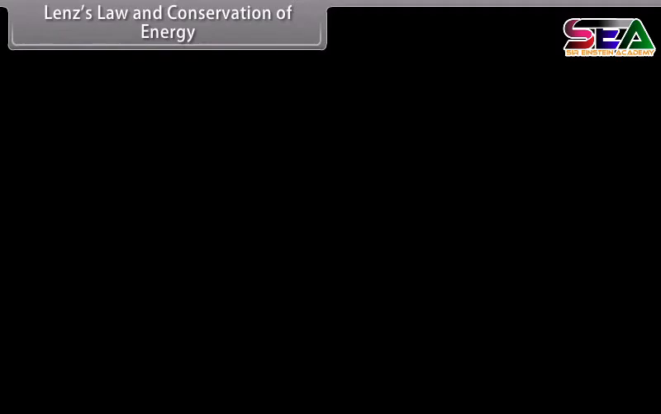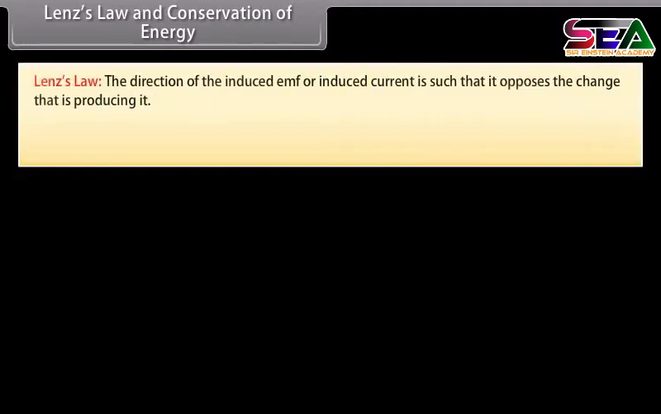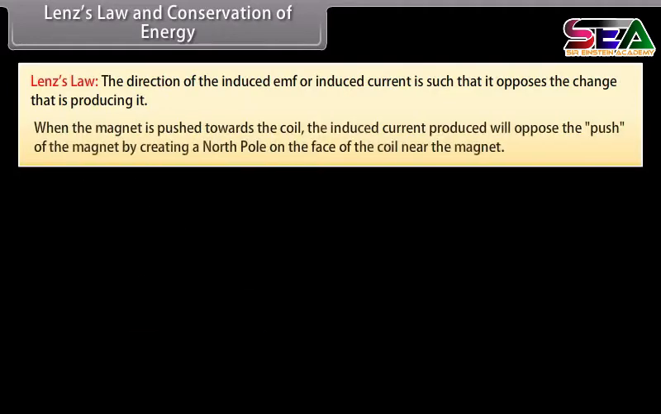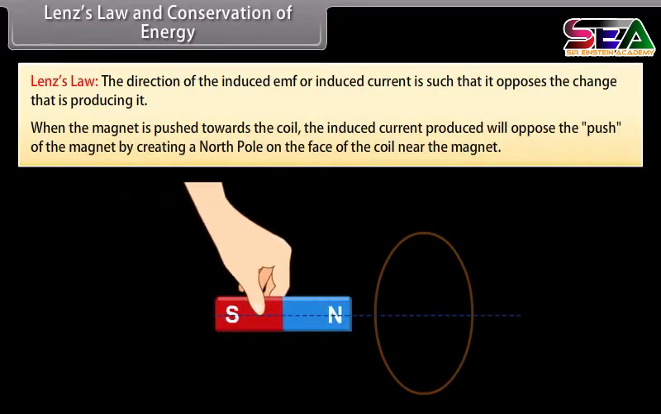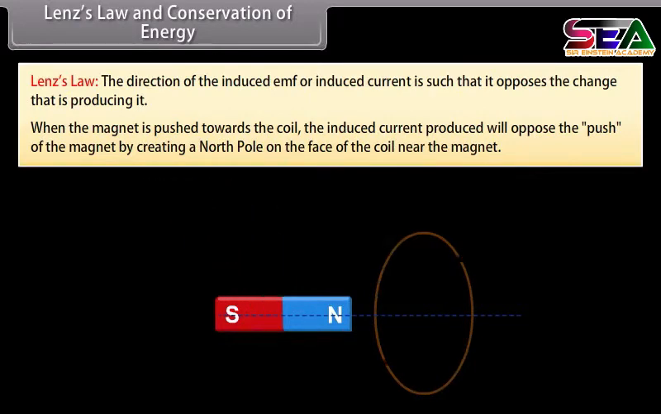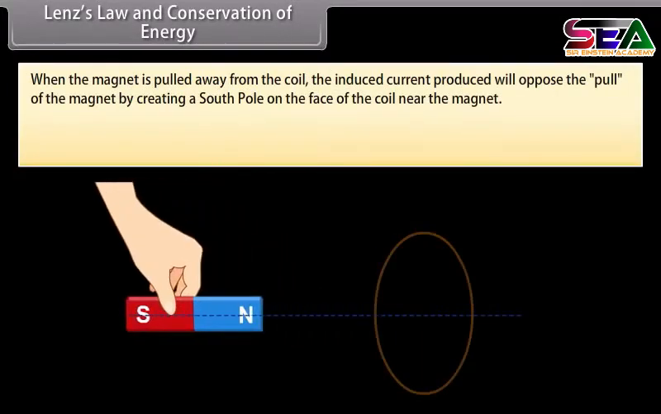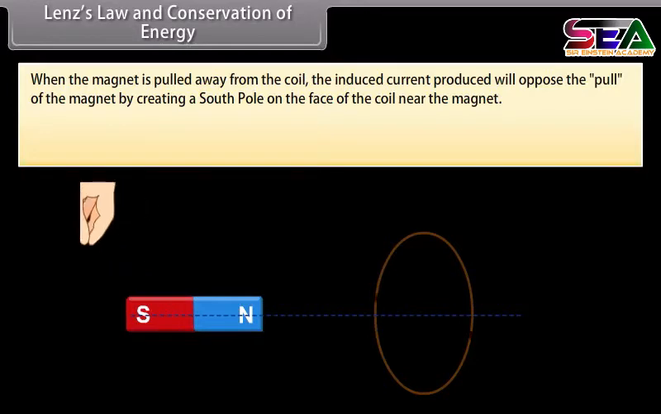Lenz's Law and Conservation of Energy. Lenz's law states that the direction of the induced EMF or induced current is such that it opposes the change that is producing it. When the magnet is pushed towards the coil, the induced current produced will oppose the push of the magnet by creating a north pole on the face of the coil near the magnet. When the magnet is pulled away from the coil, the induced current produced will oppose the pull of the magnet by creating a south pole on the face of the coil near the magnet.